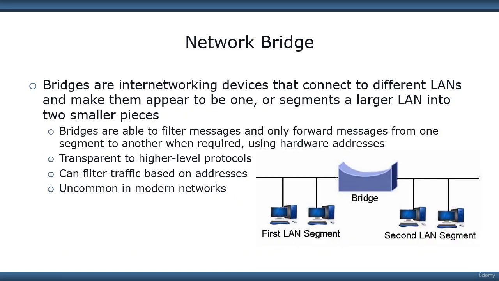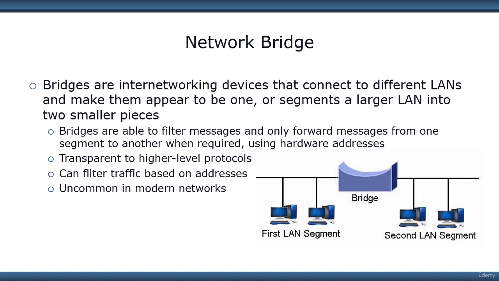So bridges are internetworking devices that connect different LANs, and make different LANs appear to be one, or segment a larger LAN into 2 smaller pieces. Bridges are like a router in the number of interfaces that they have. So in this case, this bridge probably only has 2 interfaces, but it's used to make sure that traffic that's on the first LAN segment never goes to the second LAN segment unless it was destined to go there.